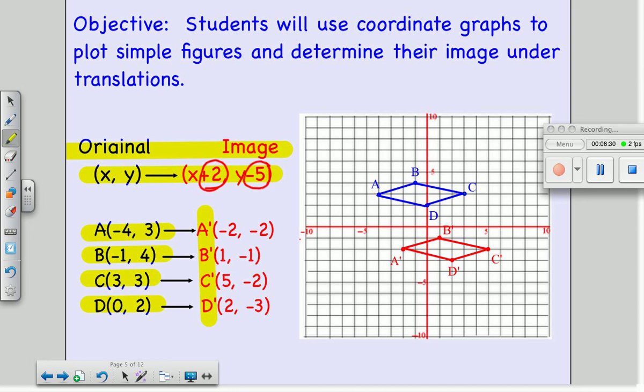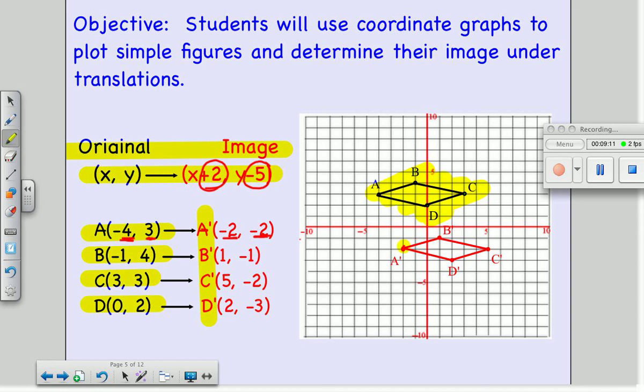So if the X is -4, I'm going to add 2. What's -4 plus 2? -2. And with the 3, I'm going to subtract 5. What's 3 minus 5? -2. So A under translation is at -2, -2. This is my original, remember it's blue here so we don't forget. So -2, down 2, right here. Okay, so we got that.